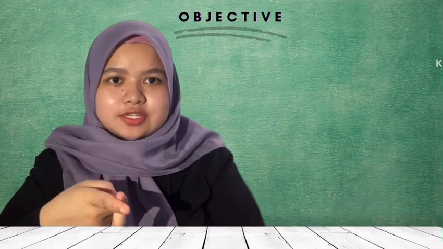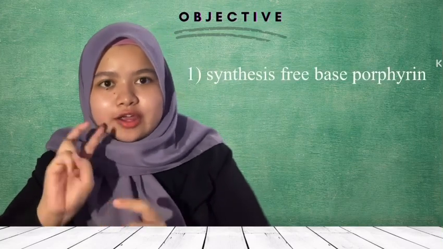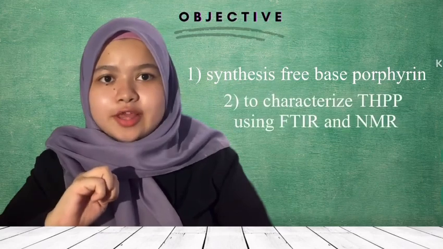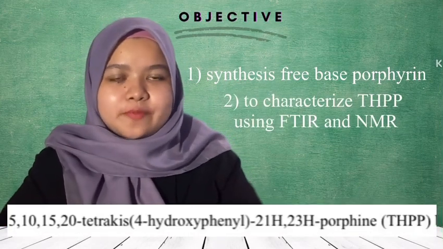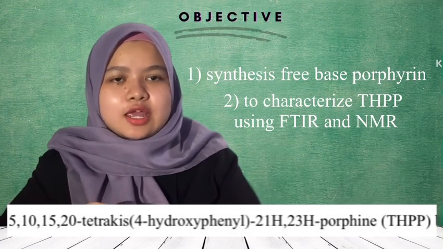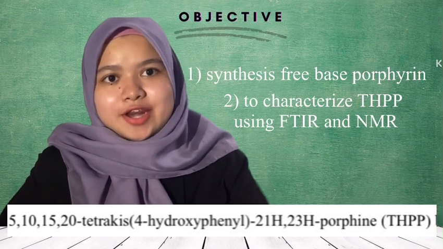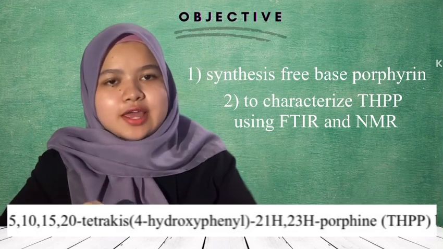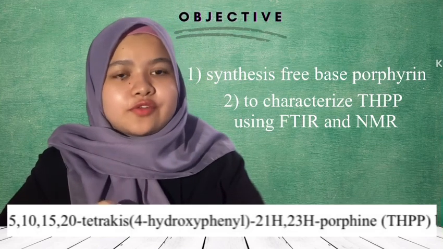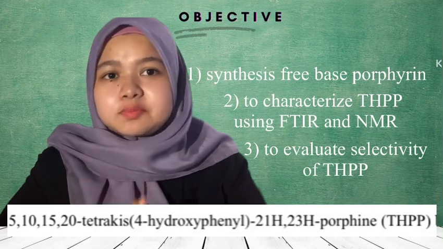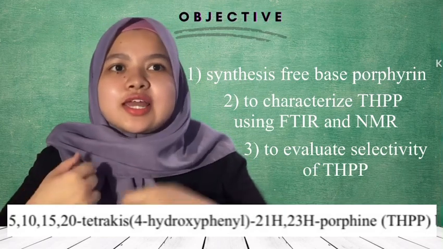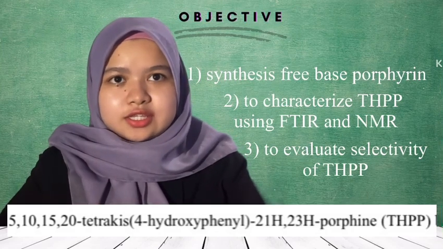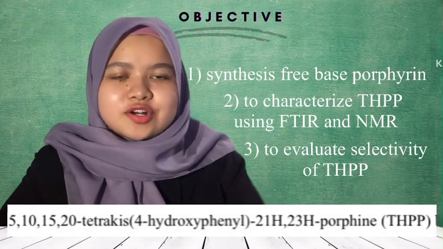For the objectives, first we need to synthesize the free-base porphyrin. The second is to characterize the THPP using Fourier transform infrared spectroscopy and also nuclear magnetic resonance. The third is to evaluate the selectivity of THPP towards heavy metal ions, which are nickel and lead ions, using steady-state absorption and fluorescence techniques.